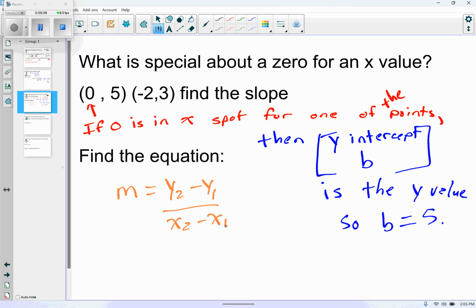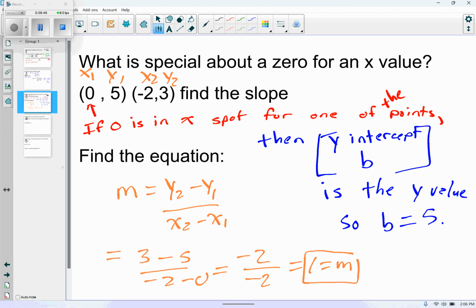Okay, that's the slope equation, agree? Come to your point, label it x1, y1, x2, y2. And then start to figure it out. I get 3 minus 5, negative 2 minus 0. You have $3 in your pocket. You want to buy something that costs $5, so you still owe $2. And then negative 2 minus 0 is negative 2. What's negative 2 over negative 2 reduced to? Negative over negative is positive. 2 over 2 is 1. So I have a slope of 1. Okay?